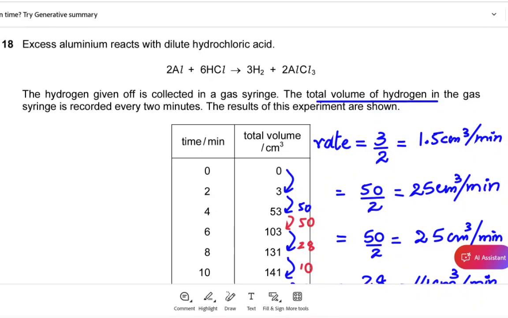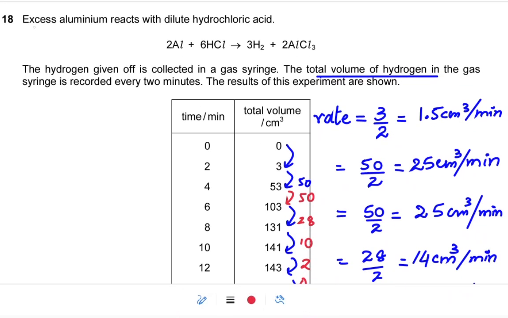Question number 18. Excess aluminum. The word used is excess. Excess aluminum reacts with dilute hydrochloric acid. The reaction is given to us. The hydrogen given off is collected in a gas syringe. The total volume of hydrogen in the gas syringe is recorded every 2 minutes. The results of the experiment are shown below.